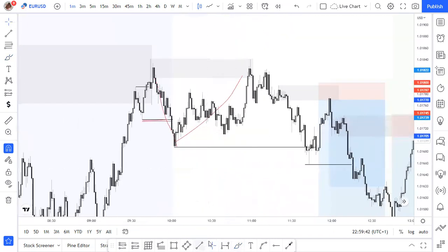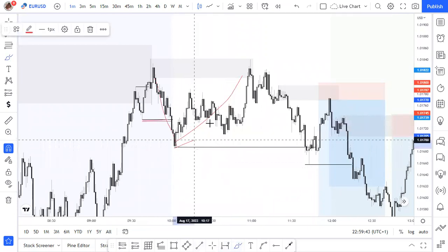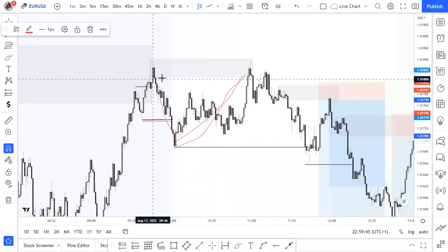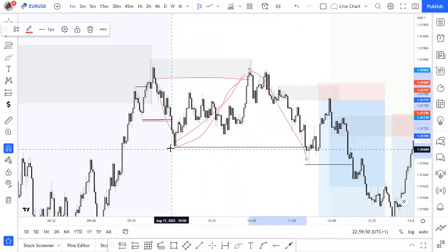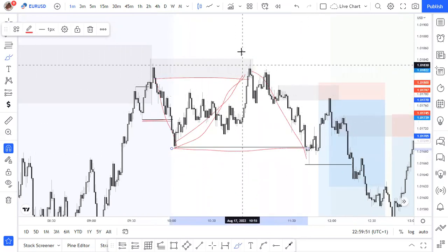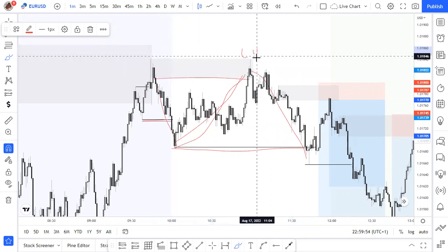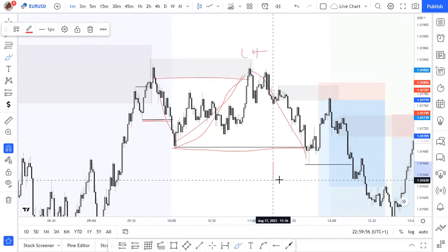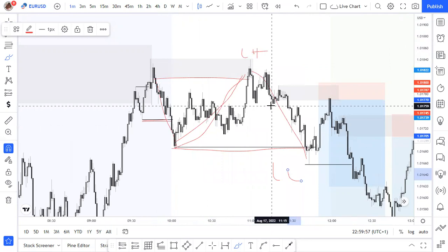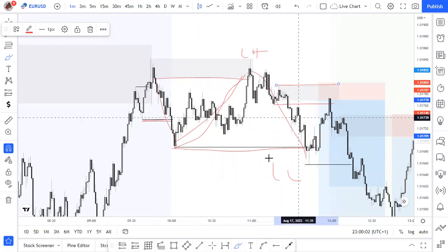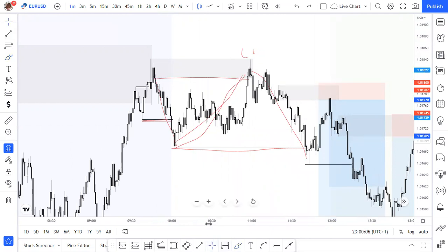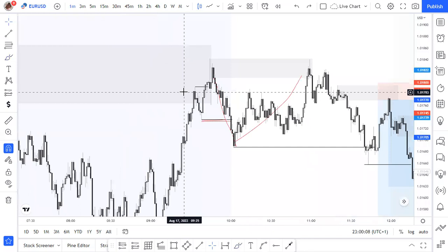So price pushed back up into this supply zone here, respected the supply zone, and we had another push down breaking the structure. So now I was like, okay, we now have a lower high and we also have a lower low now. So I was looking at this range here as my supply. I think that was the 3 minutes zone, that 3 minutes or 5 minutes.